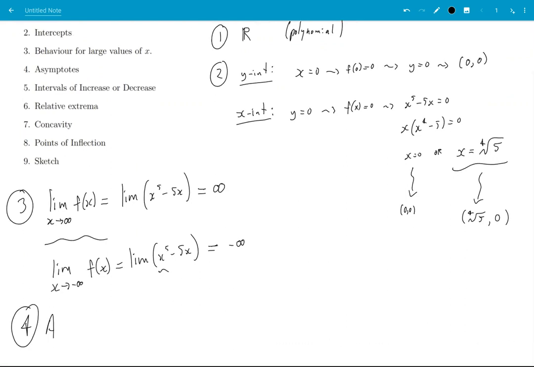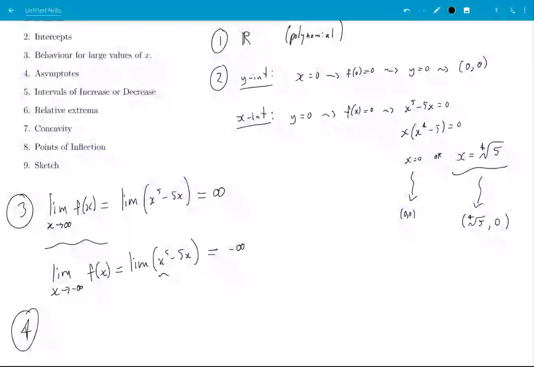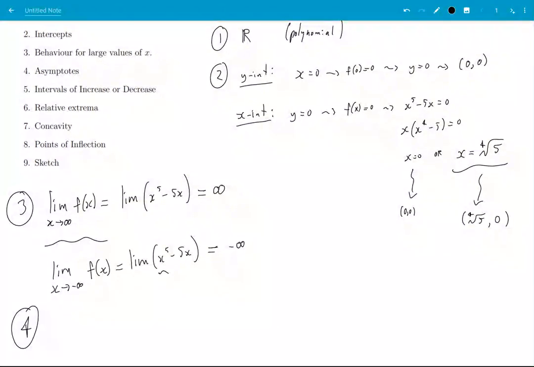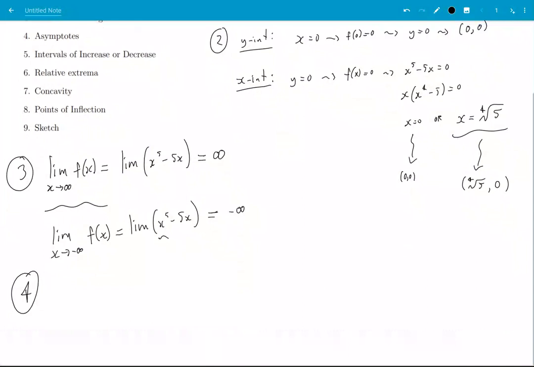Okay, asymptotes, we will talk about these later. So for this one, we'll just say for now, no asymptotes. Polynomials don't have asymptotes. We'll talk about asymptotes later.